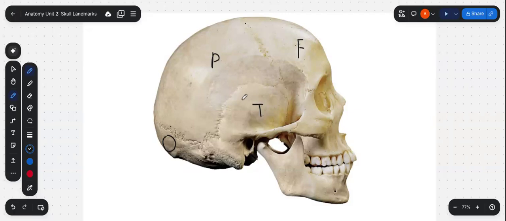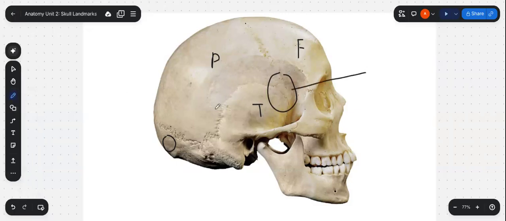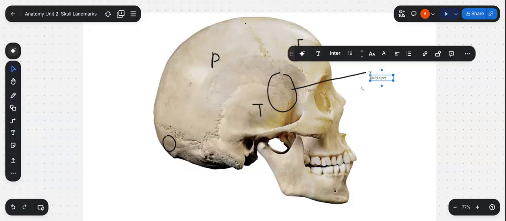Next, you have your Pterion region. The Pterion region is basically just this portion over here. So it's semi in the temporal region, a little bit in the frontal.